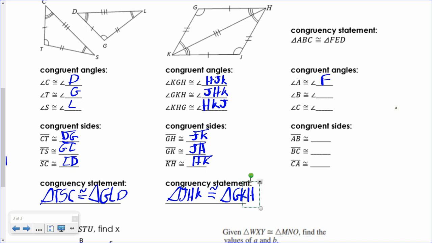That's why it's important to write the congruency statement this way. What corresponds to B? E. What corresponds to C? D. You get it all from the name. You just look to see, oh, A was first, and F is first, so they correspond. It'll always work out that way for the name.